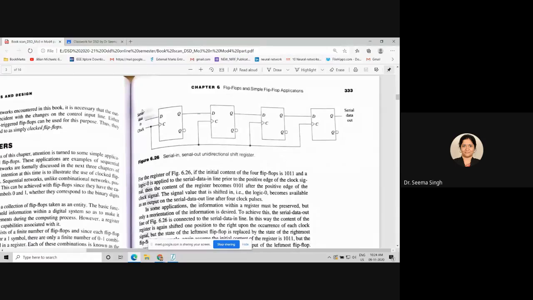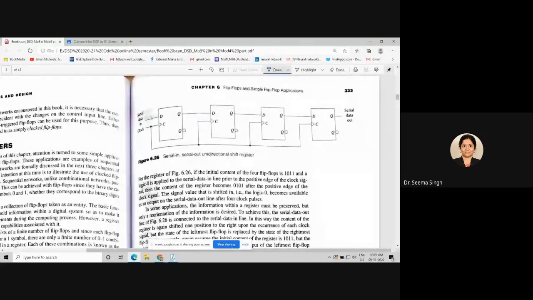Whatever data is brought in at the serial data in, after one clock cycle Q becomes equal to D. After the next clock cycle, the data at the input of the second flip-flop, which is Q of the previous flip-flop, is available there, so the second flip-flop output will be equal to that data. Then the same way the third, and then the same way the fourth.